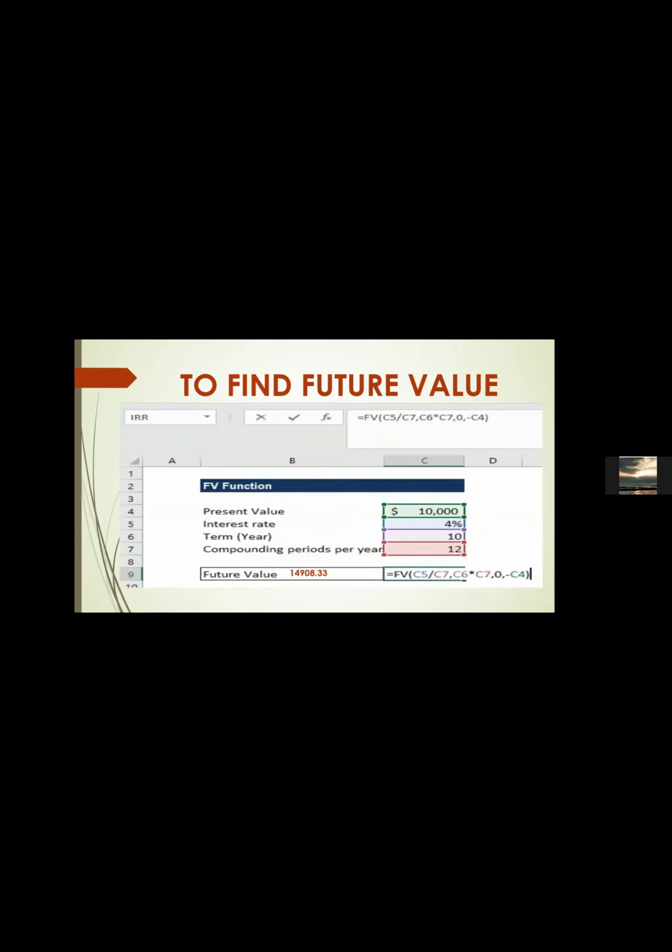Present value 10,000, interest rate 4%, term 10 years, compounding periods per year 12. Future value is equal to FV(C5/C7, C6*C7, 0, -present value).